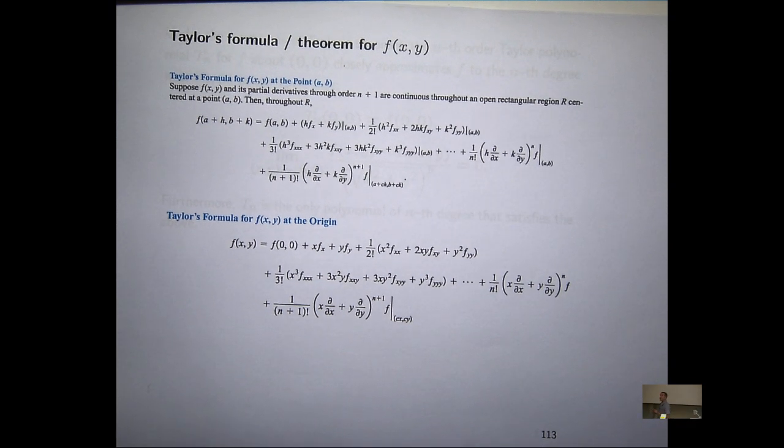Taylor's theorem for functions of two variables. Now, this looks like a big mess, but essentially, it's very similar to the slide that I showed you for the functions of one variable. What does this say? Well, let's concentrate on the second one, because that's actually probably the more useful one for us.